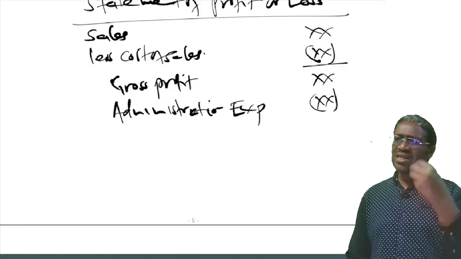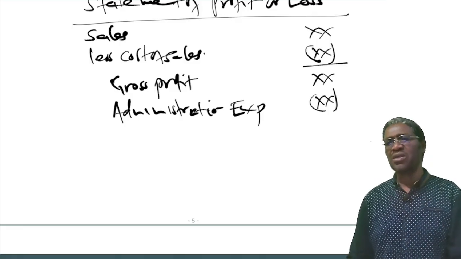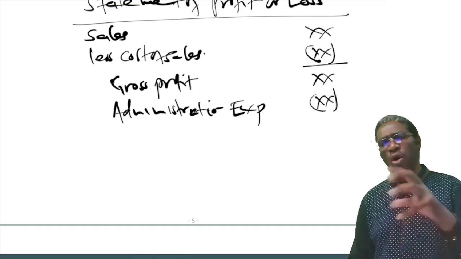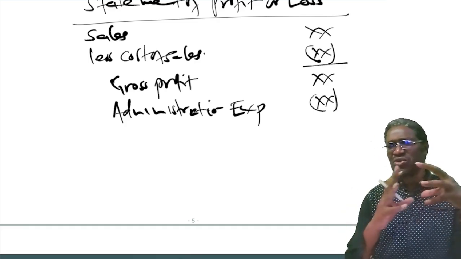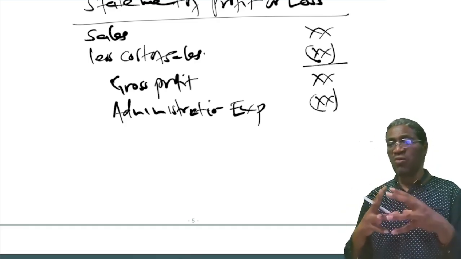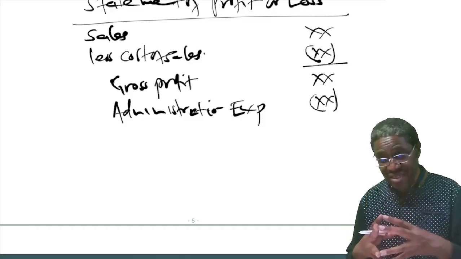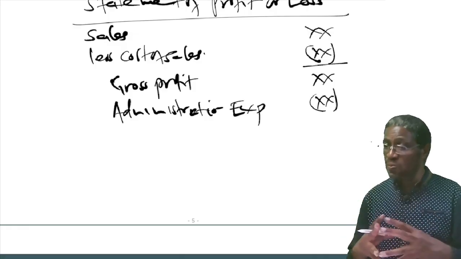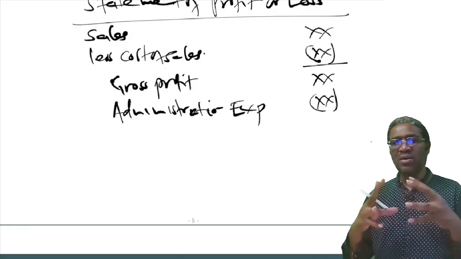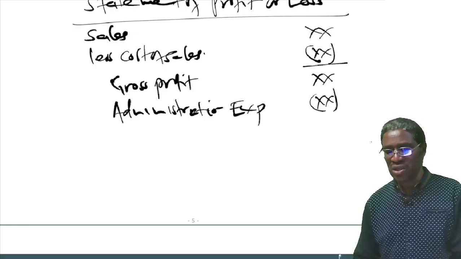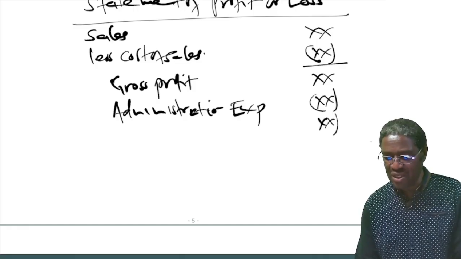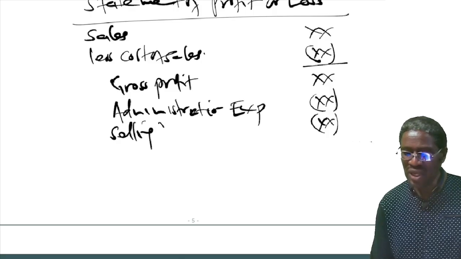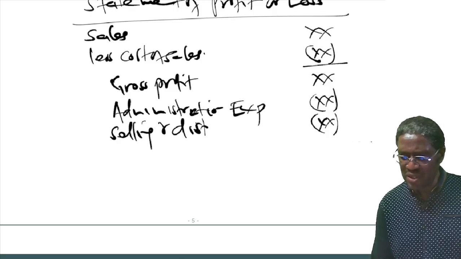Advertising is an example of selling and distribution expense. Provision for bad debts comes because of selling. All those expenses that are related to selling and distribution of your goods, don't show them individually on the face of the income statement. Combine them and show them as a single amount by the name of selling and distribution expenses.